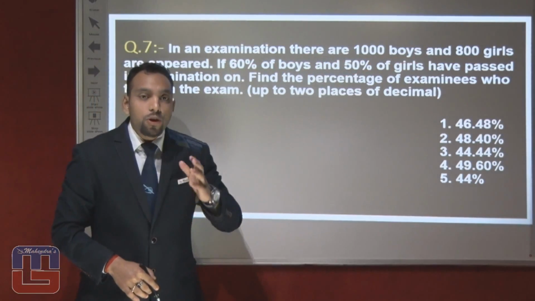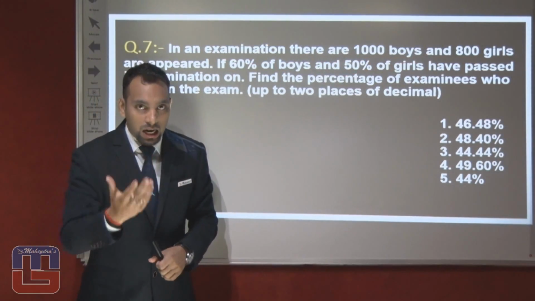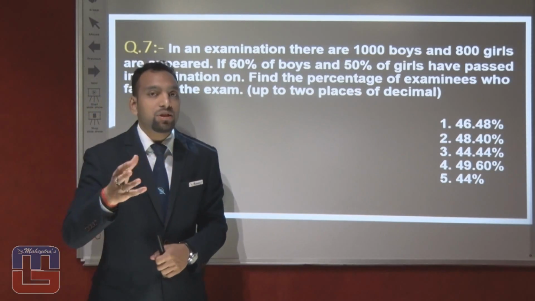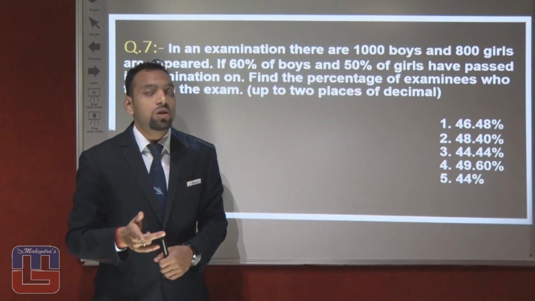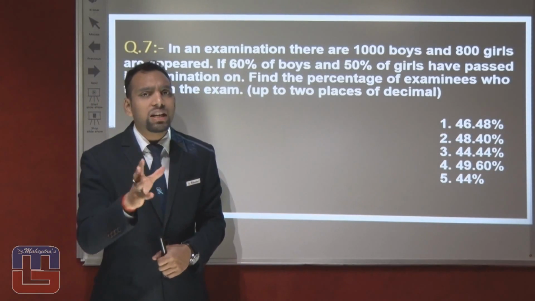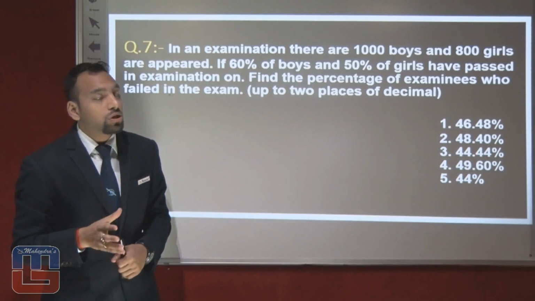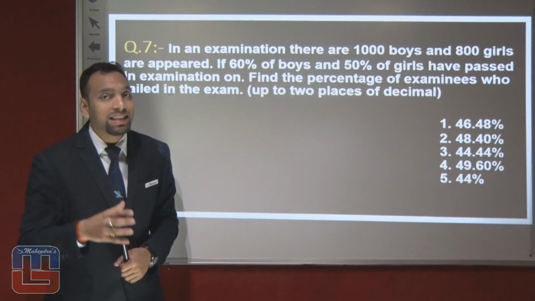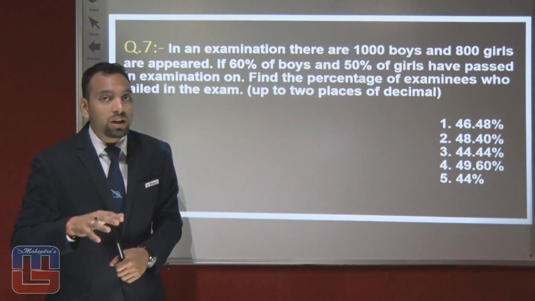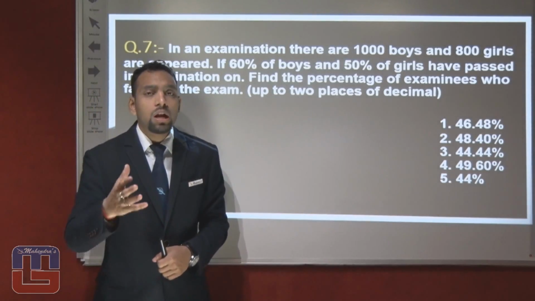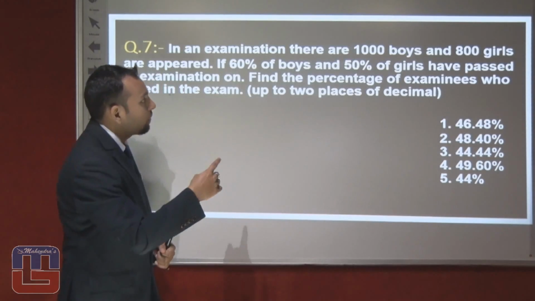The next question is from percentage. As I discussed earlier, 5 questions can be seen from inequality, 5 questions from number series, at least 10 questions from simplification, and at least 10 questions can be asked from miscellaneous. Miscellaneous will contain percentage, profit and loss, simple and compound interest, average, ratio, boat, train. So this is a question from percentage.